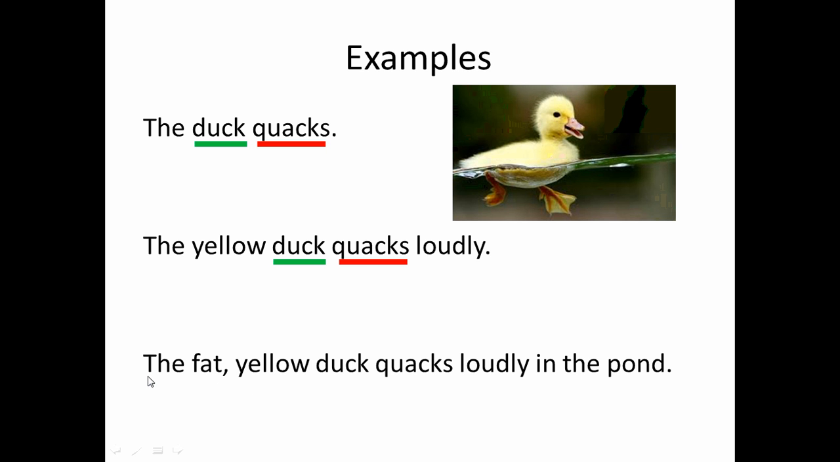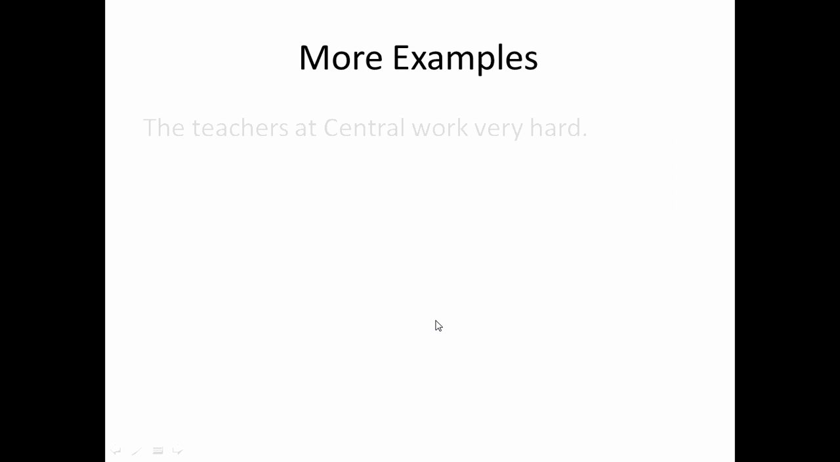So let's look at this one. The fat yellow duck quacks loudly in the pond. Who or what is this sentence about? It's still about the duck, even though I added some describing words or adjectives right here. And what does the duck do? It quacks. Let's try some more examples.